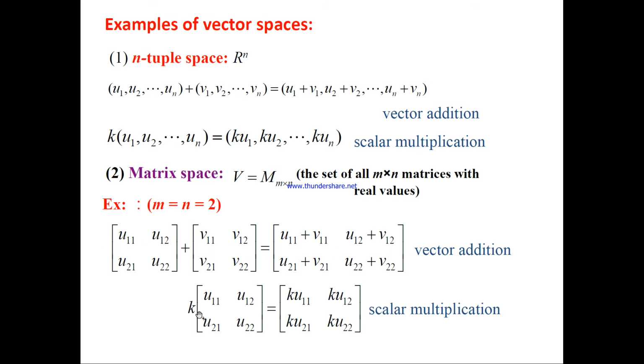Similarly, if I multiply a scalar with any one of these matrices, then all elements of that matrix get multiplied by the scalar k. So that comes under scalar multiplication. Therefore matrices also follow vector addition and scalar multiplication, and therefore we call it a matrix space.